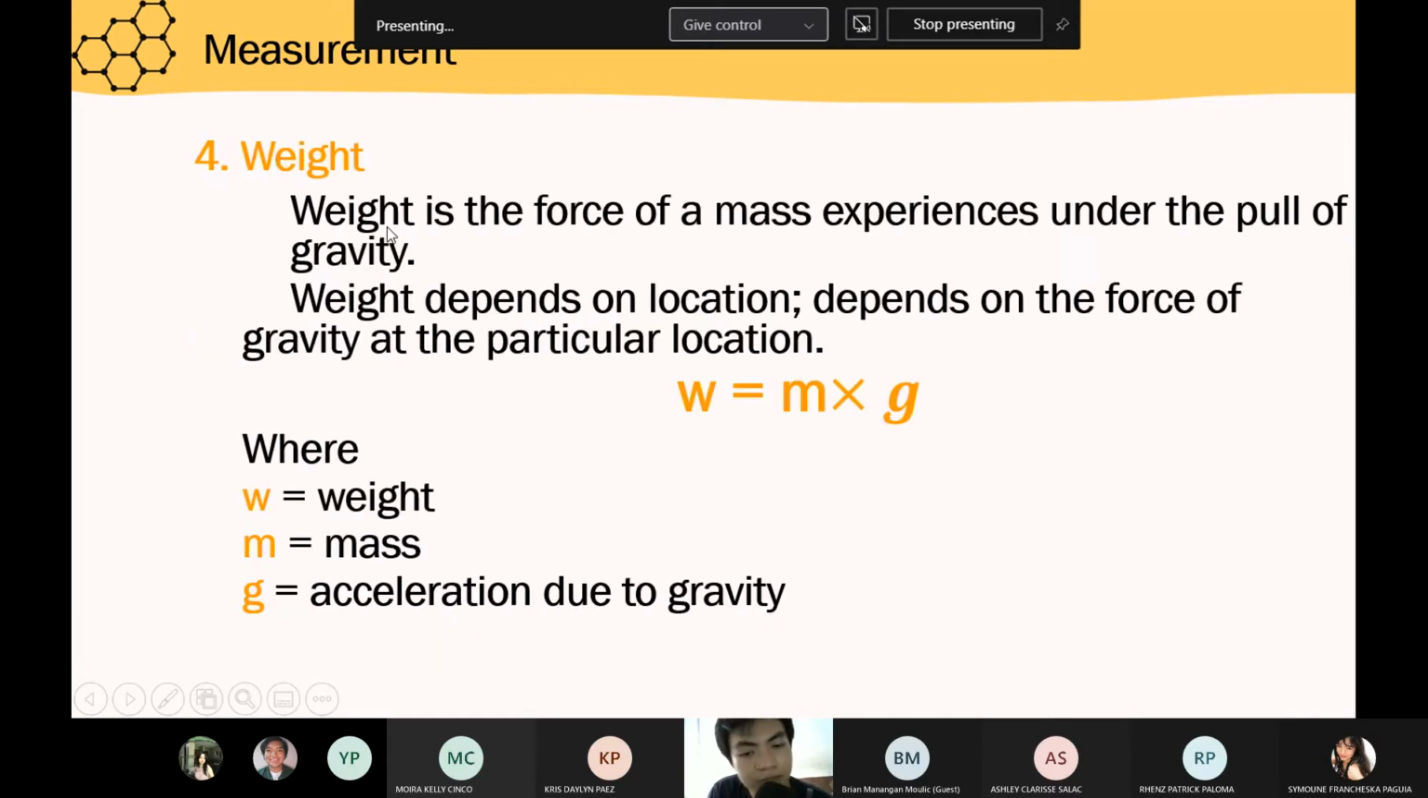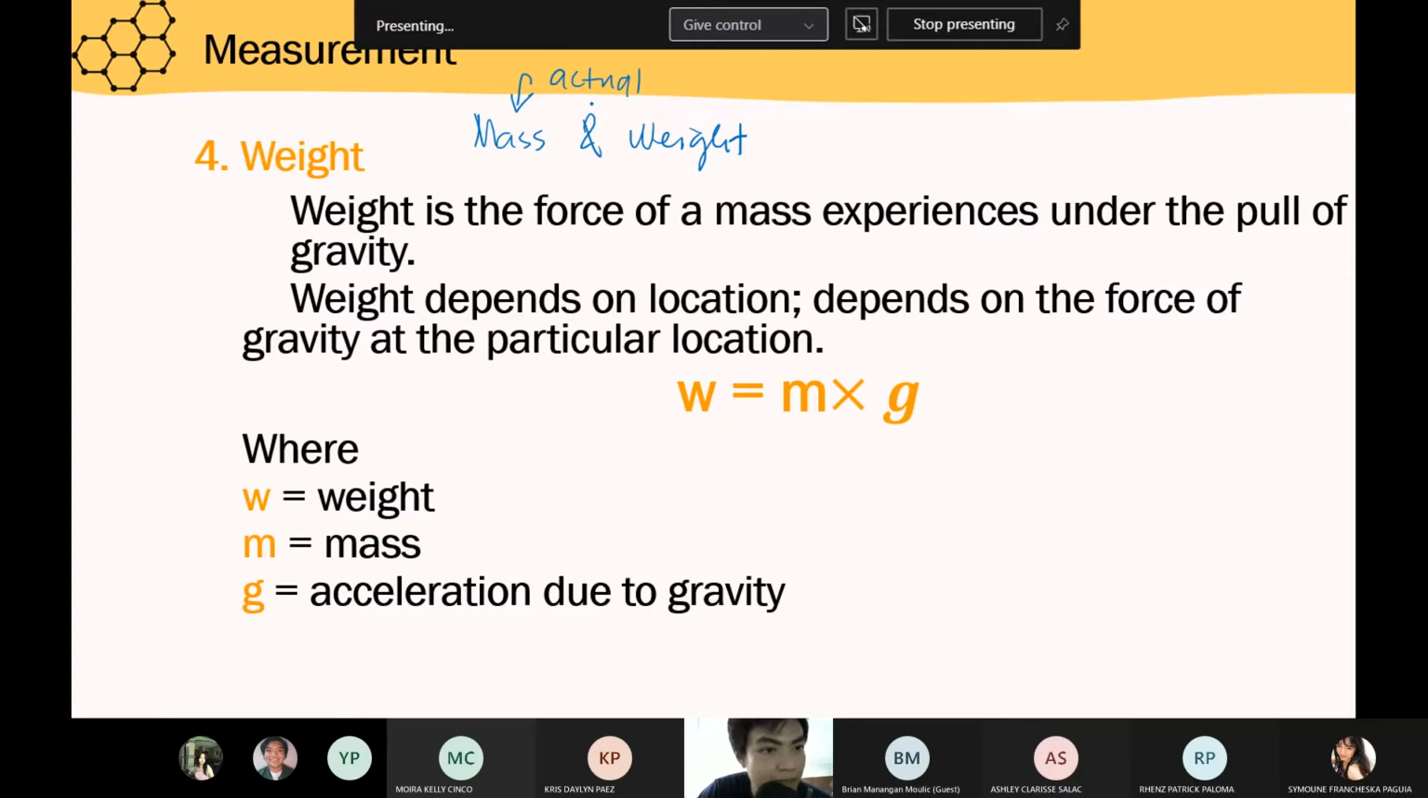Okay. So ngayon, punta naman tayo sa issue ng mass and weight, no? Kasi some of you may think na they are the same. Okay. Let's talk about mass and weight, no? When we say mass, this is the actual content ng isang object, no? Ito yung actual na dami ng atom sa isang body niya.